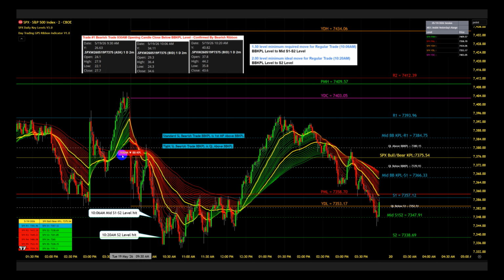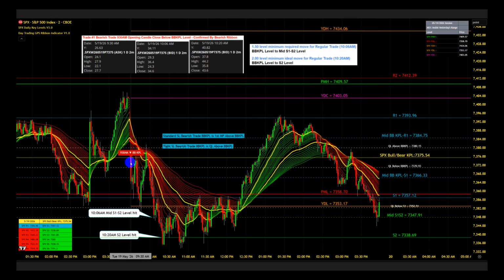So this is giving us the bearish entry alert here on the 9:30 a.m. opening candle, closing below the bull bear key price level, otherwise also known as the BBKPL level. Now this alert will only show up if the close of the candle is within the acceptable range for a trade off of the bull bear key price level on the 9:30 a.m.